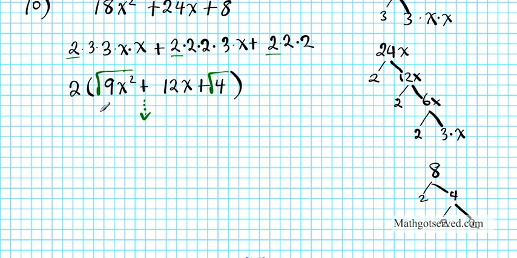Okay? So this 2 that's out here, just bring it down. Don't forget it. The square root of 9x squared is 3x plus the square root of 4 is 2, quantity squared. There goes your factored form.